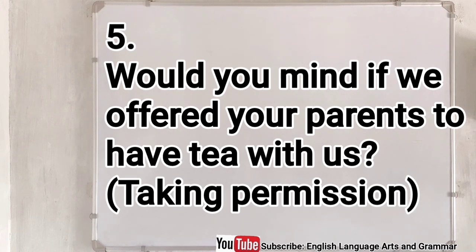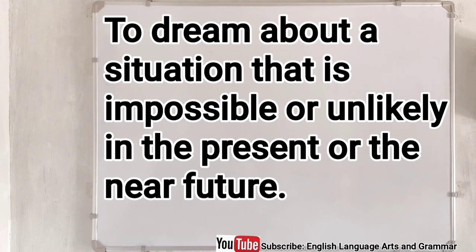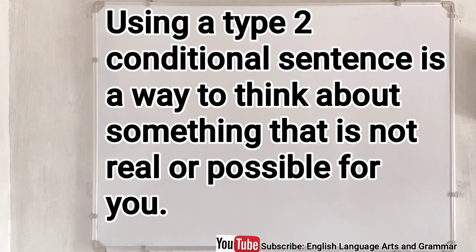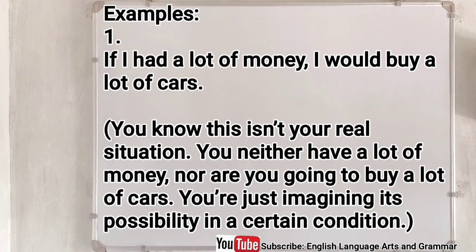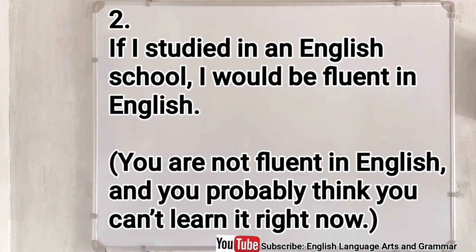It is also used to dream about a situation that is impossible or unlikely in the present or the near future. Using type 2 conditional sentence is a way to think about something that is not real or possible for you. Let us see some examples of it. Example 1. If I had a lot of money, I would buy a lot of cars. Example 2. If I studied in an English medium school, I would be fluent in English.